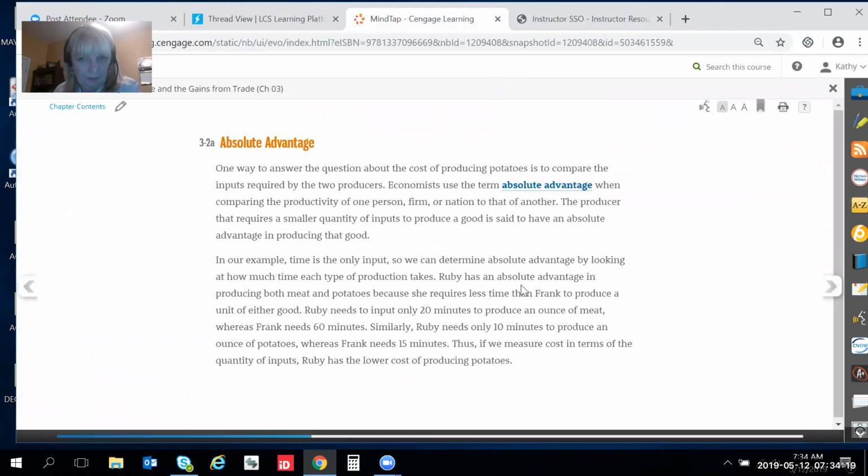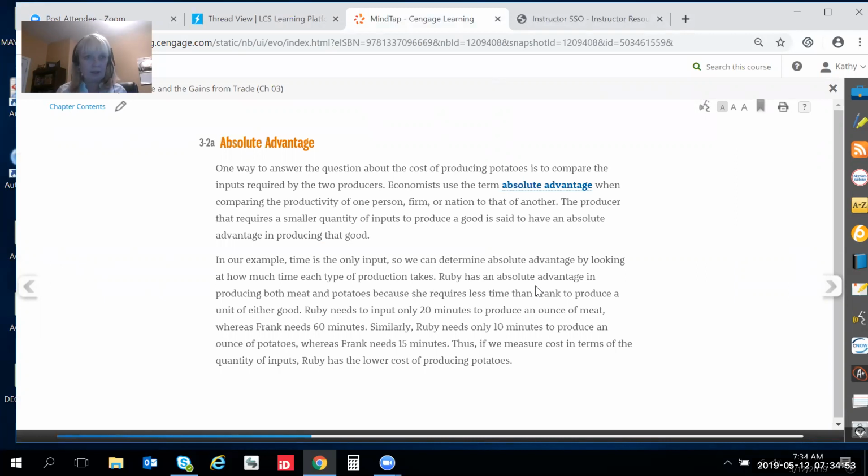Because I have looked at this book previously, I happen to know that the 3 key things that we need to know to answer this question can be found in sections 3.2a and 3.2b. The 3 things we need to know are what is absolute advantage and what is comparative advantage. And to understand comparative advantage, we must also understand opportunity cost, because that's what determines comparative advantage.